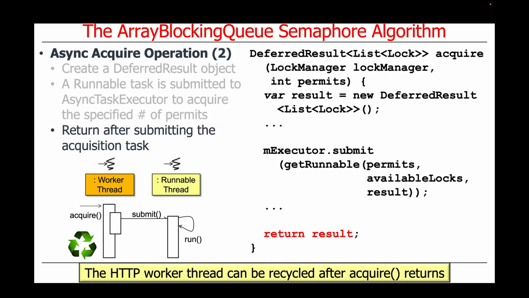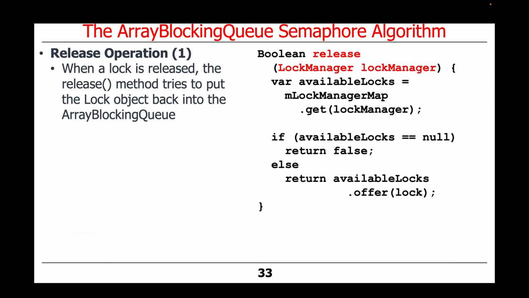And then finally, we'll return after submitting the acquisition task after that's all done. This is what happens back on the controller side, so the HTTP worker thread can be recycled right after acquire returns. All the other stuff we just talked about takes place in the background, but we're going to return from the controller right away. So the final pieces of the puzzle here involve the release operations.